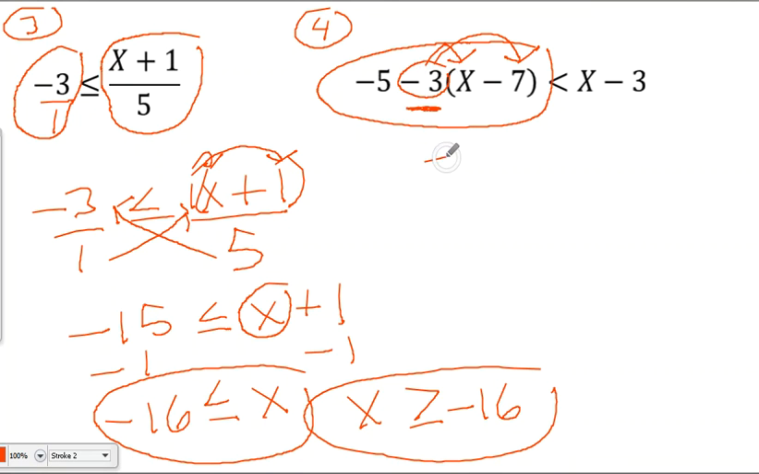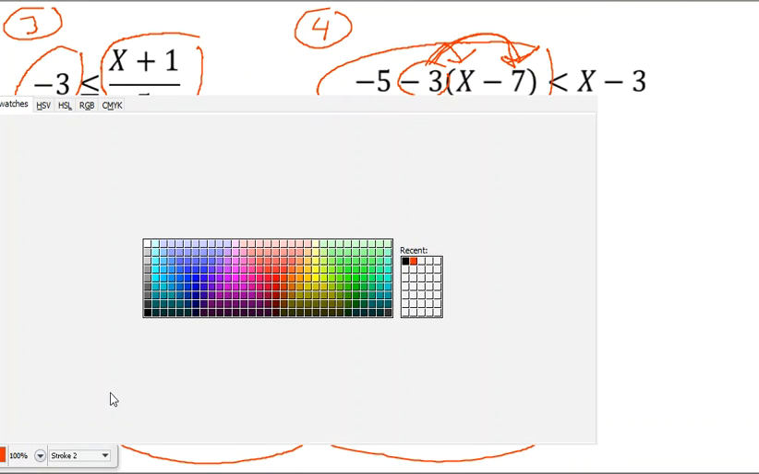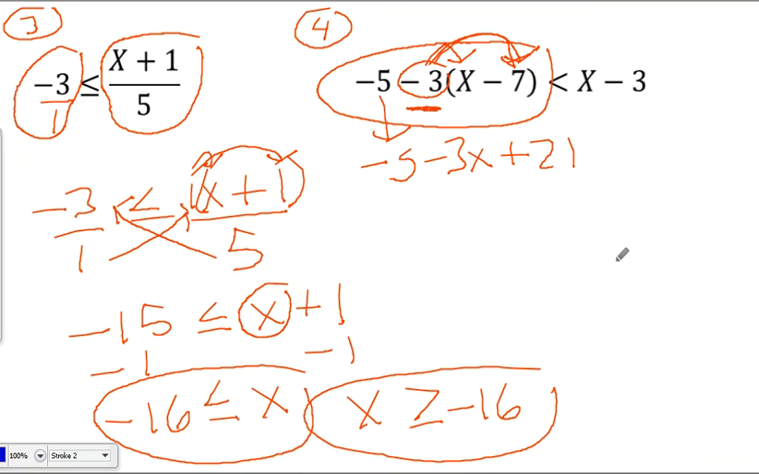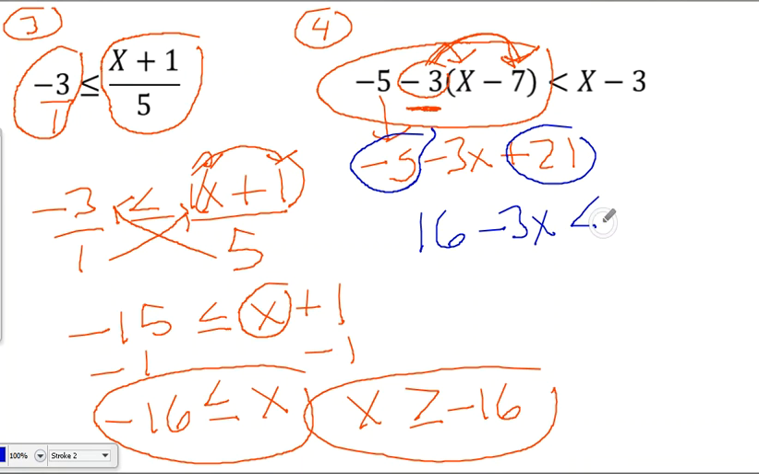Negative 3 times x is negative 3x. Negative 3 times negative 7 is positive 21. And then we still have our negative 5. Okay, and we're not done simplifying yet. We want to make sure that we simplify completely before we move any further. And negative 5 and a positive 21, those are both constants. So we can make that a 16 minus 3x is less than x minus 3.